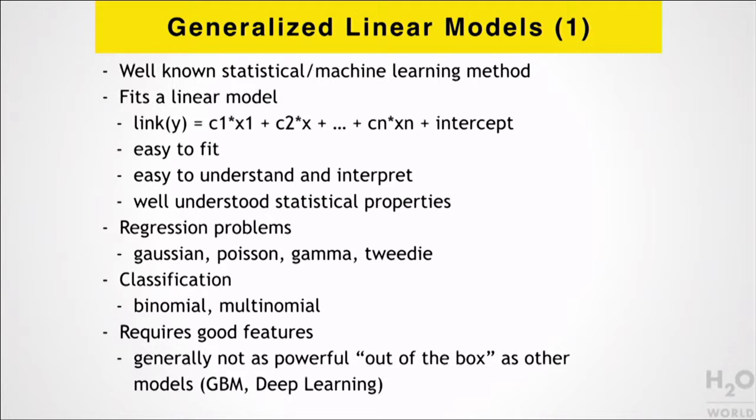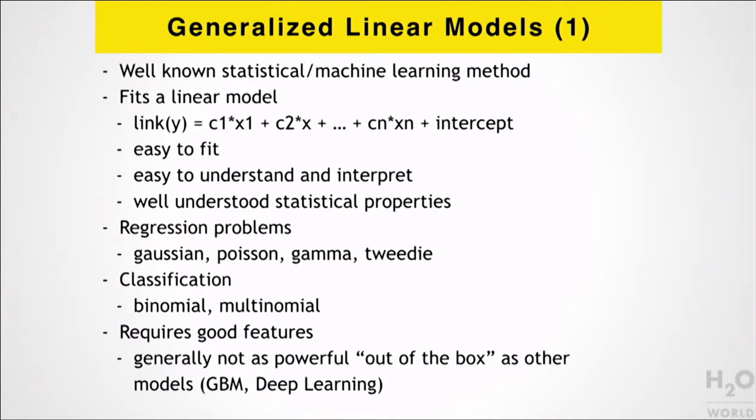You have link of y instead of just y. That means the response is transformed by a nonlinear function up front, but nevertheless the model is still linear. Well, there are some advantages with that. It's easy to fit. It's easy to understand and interpret, which is important if you want to know why your model predicts A versus B. And it has well understood statistical properties.